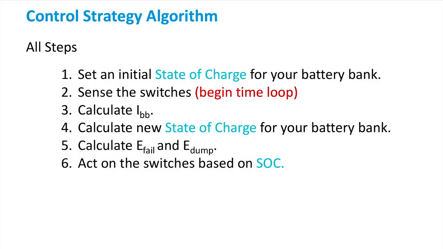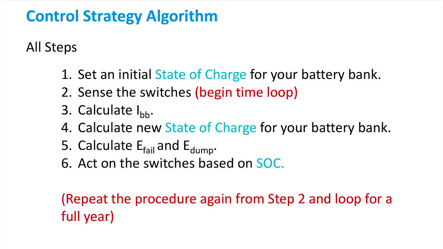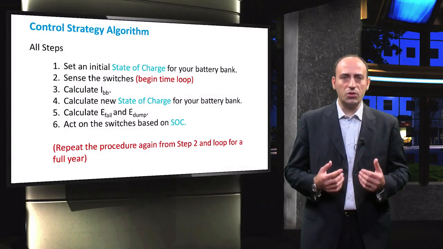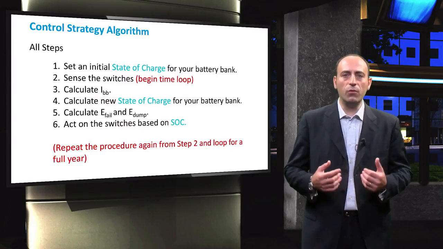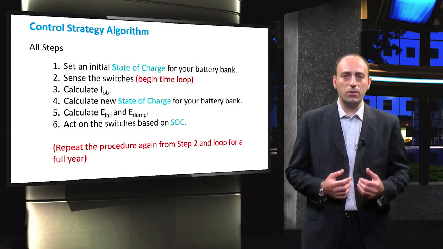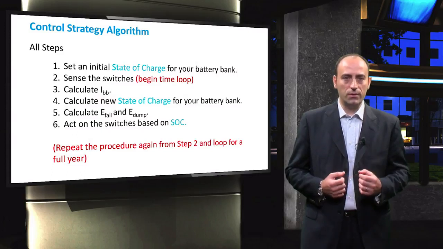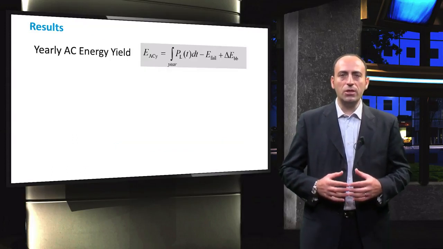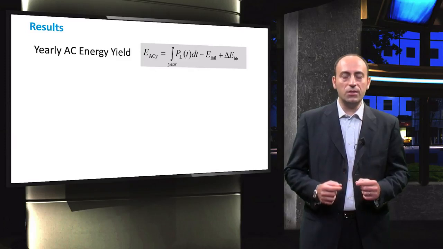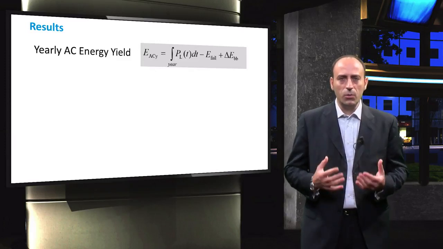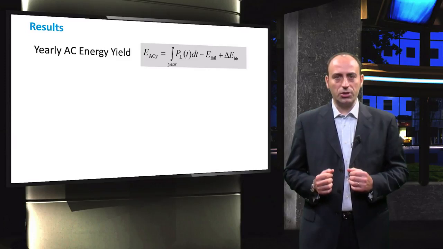In summary, the steps 2 through 6 are looped throughout the entire year for every time step to determine the instantaneous values of the different parameters such as state of charge, battery bank current, etc. After we have simulated the control strategy by looping it through a full year, some performance parameters of the PV system are determined. The annual energy delivered by the PV system to the loads is determined first. It is calculated using the following expression.